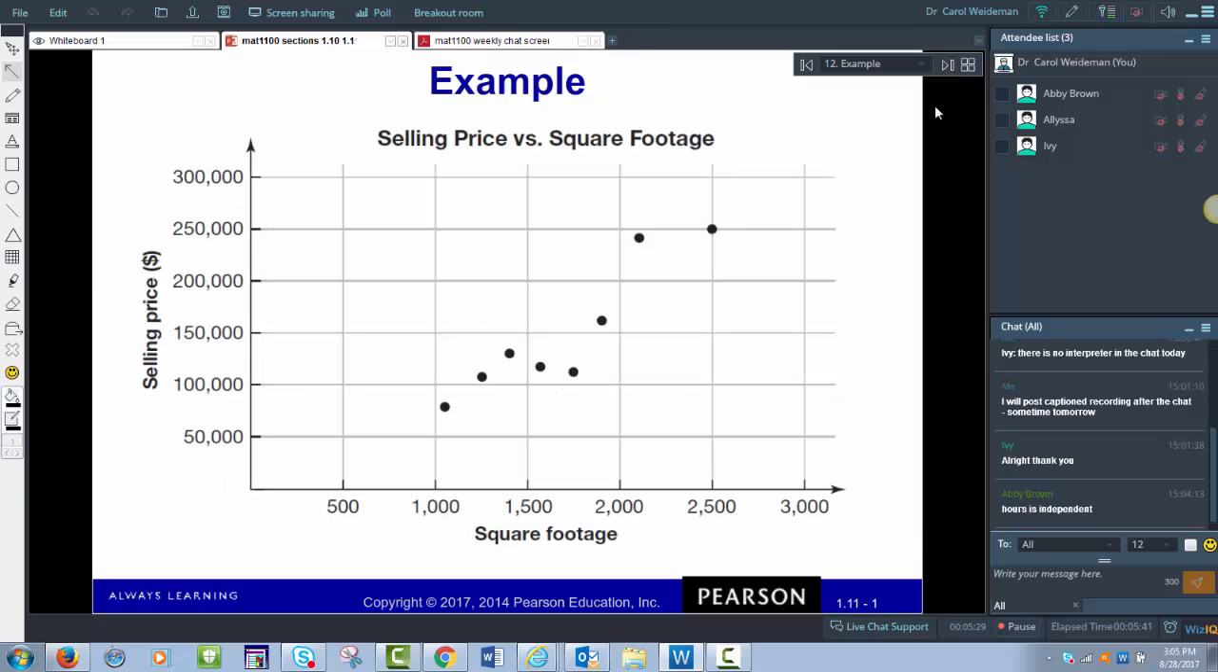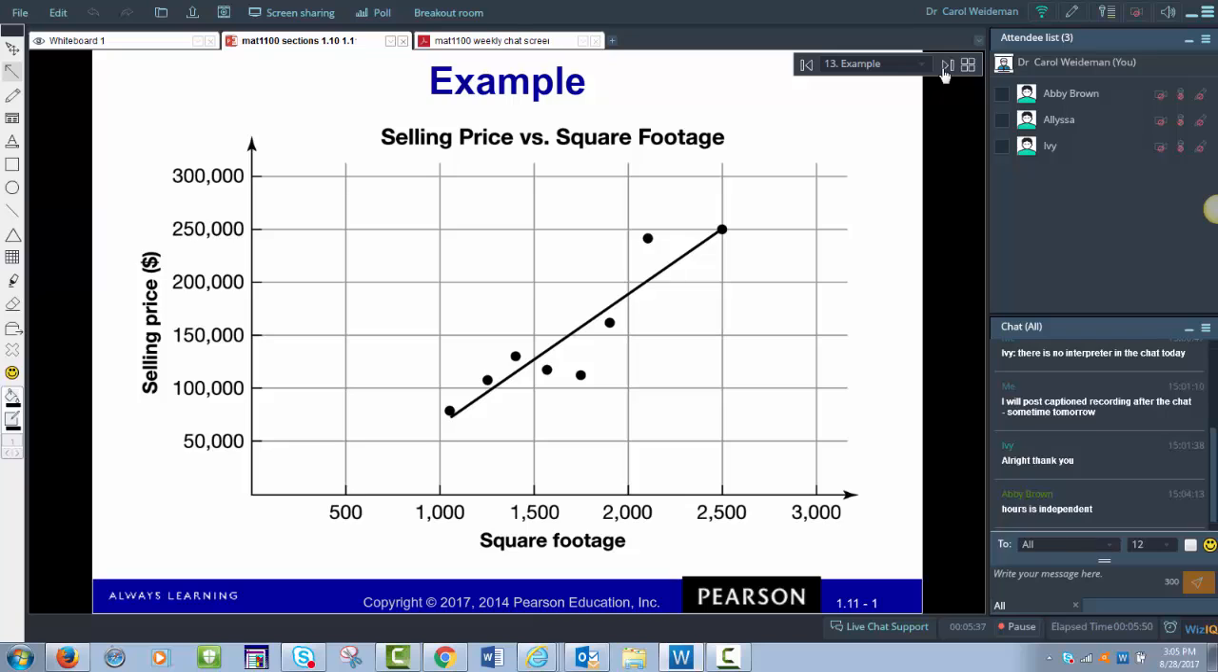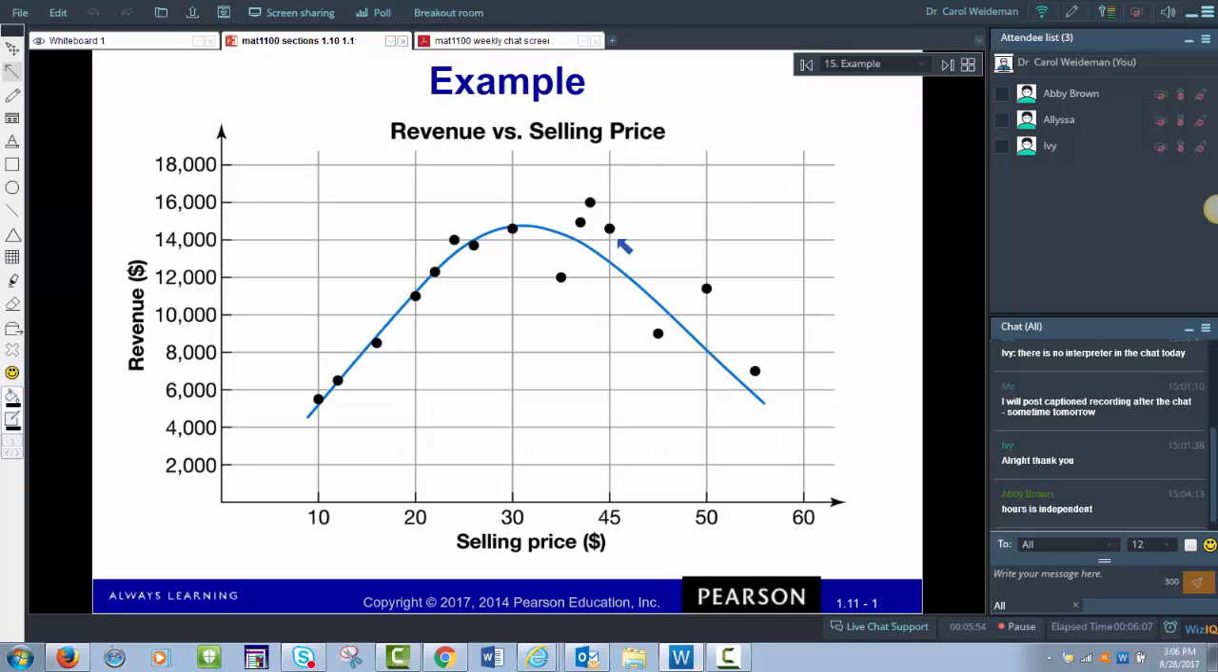And then how about this one? As the square footage of the house increases, the selling price increases. And again, it almost looks like I could drop a straight line on there. Every point is not going to fall on the line, but we're trying to model. And then look at this one. This one's definitely not a straight line. As the selling price goes up, the revenue goes up. But then at a certain point, what happens? People stop buying because it's too expensive. So if we try to fit a curve to that one, it actually would be a curve like that.